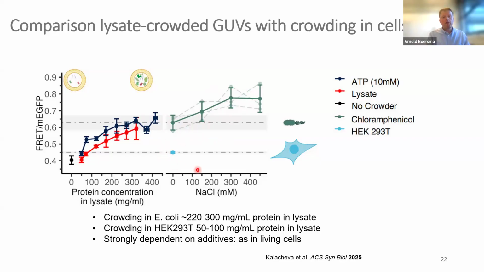And we also tested it versus HEK cells. HEK cells are known to be less crowded than E. coli, and that's also what we see with our crowding sensor. We see a much lower FRET ratio in HEK cells, in mammalian cells. And when we compare it to our artificial cells, we are at 50 to 100 milligram per milliliter. That is also kind of close to what is expected from previous determinations. So it's straightforward to get the crowding levels as in HEK lysate, and also we can get E. coli.